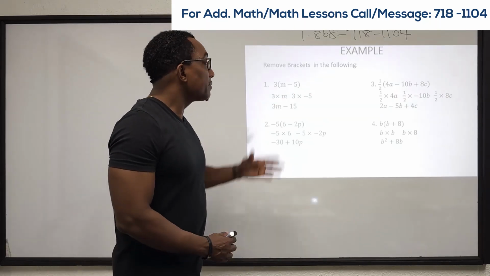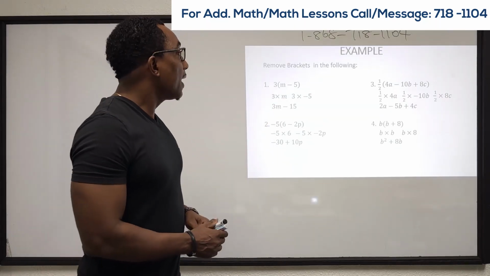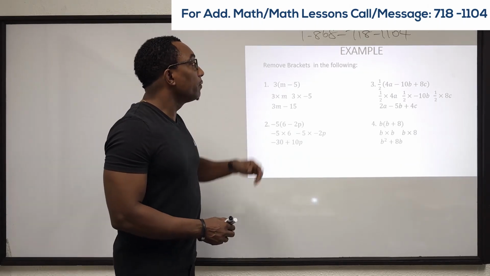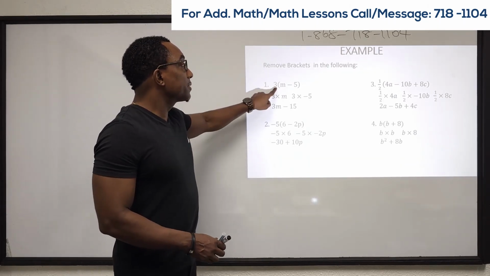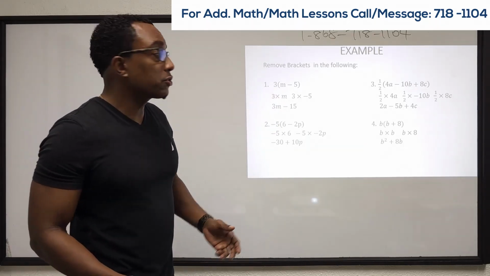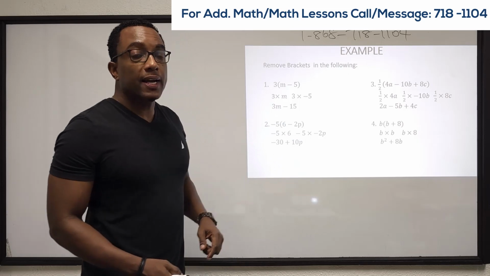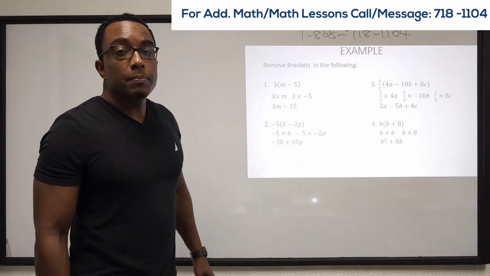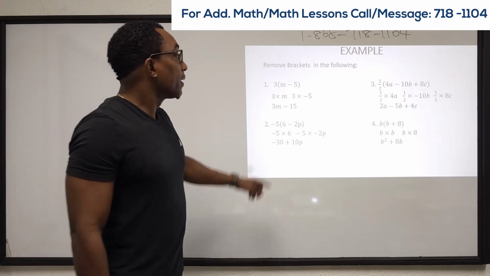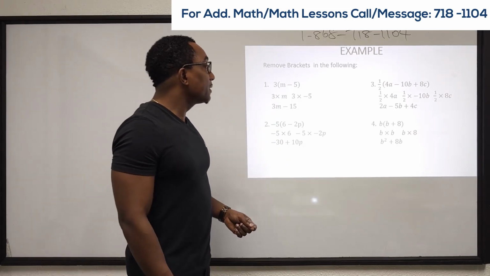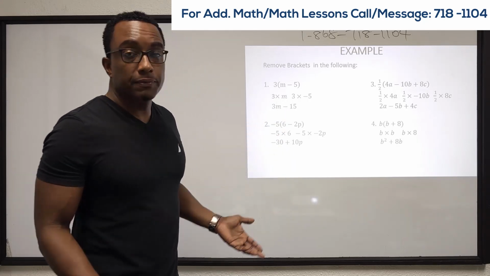So we have some examples here to show and apply the rule that we just looked at. If we have to remove brackets in the following, it's simply 3 outside of the bracket. Within the bracket we have the algebraic expression m minus 5, and to remove our brackets we multiply 3 by m and we multiply 3 by negative 5. So 3 by m will give us 3m, and 3 by negative 5 will give us negative 15.